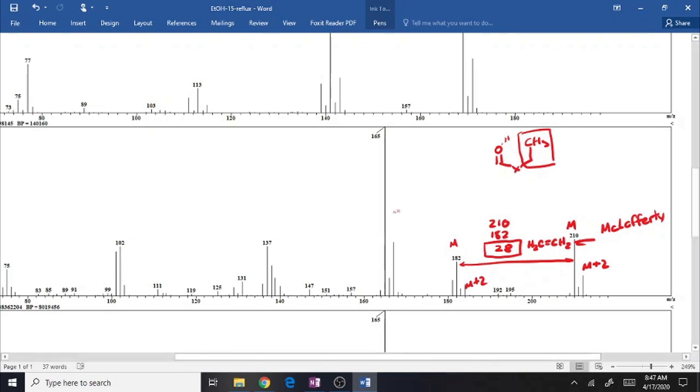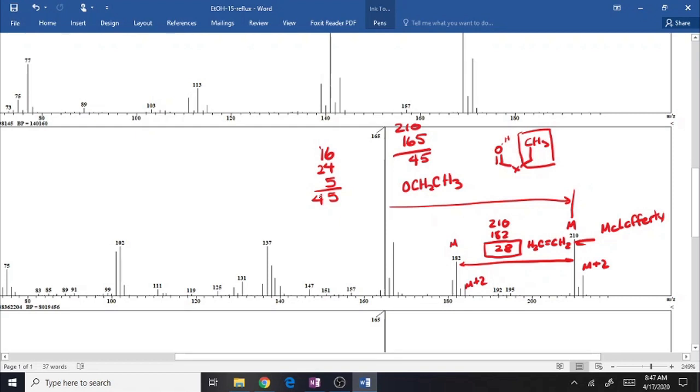And in fact, you could continue the same thing going from our 210 out to 165. And when we take our difference here, we have a mass of 45 that is lost. And you can recognize that a mass of 45 is an ethoxy. And you can add that up individually if you need to. Oxygen 16, each carbon is 12, so 24. Hydrogens, we have 5 of them. And if we add this together, we then have our 45 for a mass.